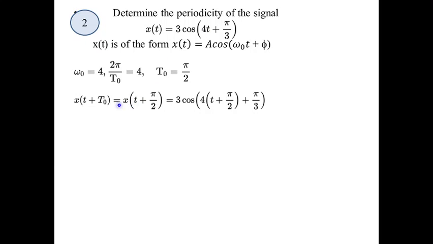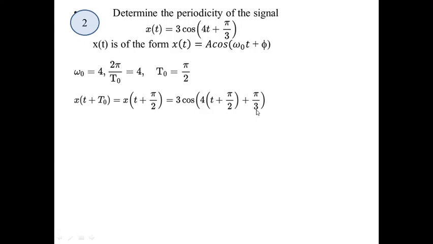So, x of t plus, in the place of t naught I am going to put pi by 2. So, it is equal to 3 cos 4 times, in the place of t, you are going to replace it as t plus pi by 2, plus pi by 3. Please keep in mind that you should simplify in a manner that you should just check whether it is going to be equal to x of t.